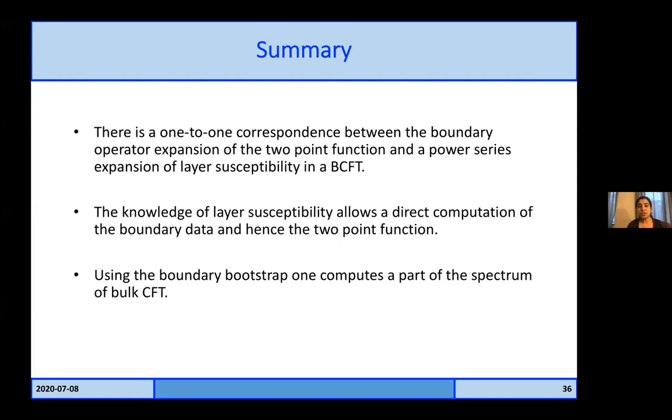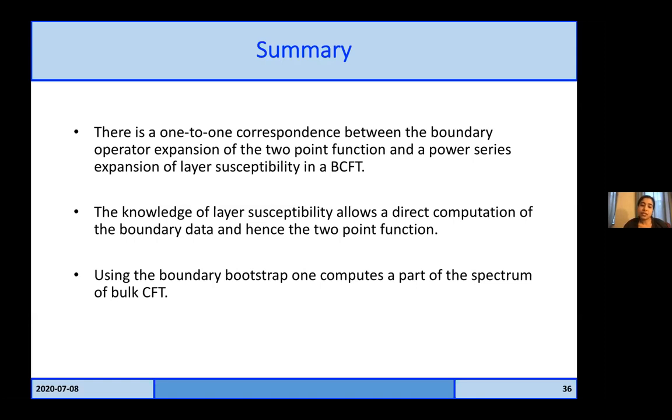So let me conclude. I have shown that there is a one-to-one correspondence between the layer susceptibility and the boundary operator expansion of the two-point function. This implies that if we know the layer susceptibility as a power series, we can directly read off the boundary OPE coefficients, and also the spectrum, from that. And using this, we can compute the two-point function.